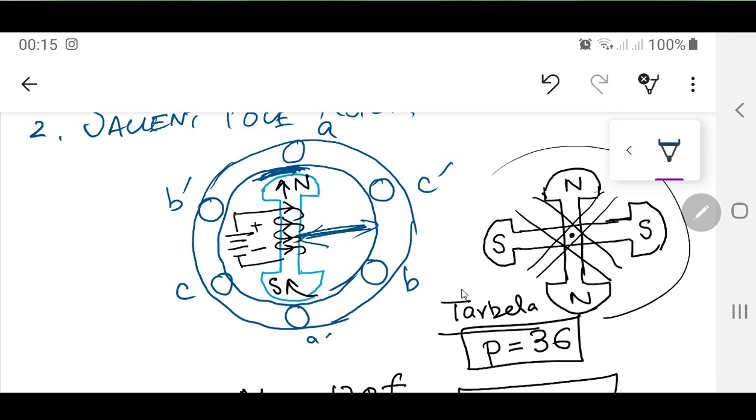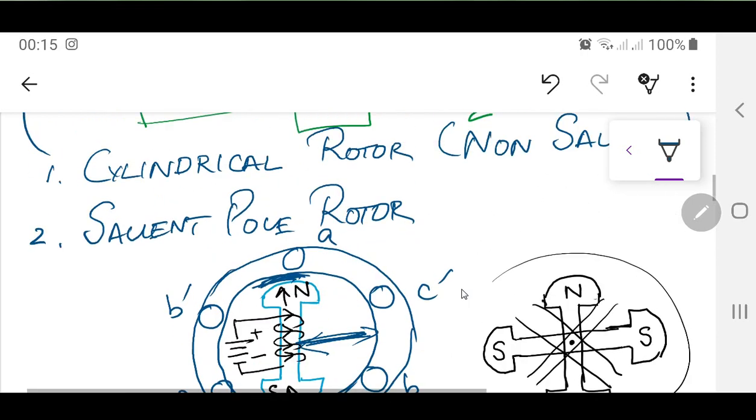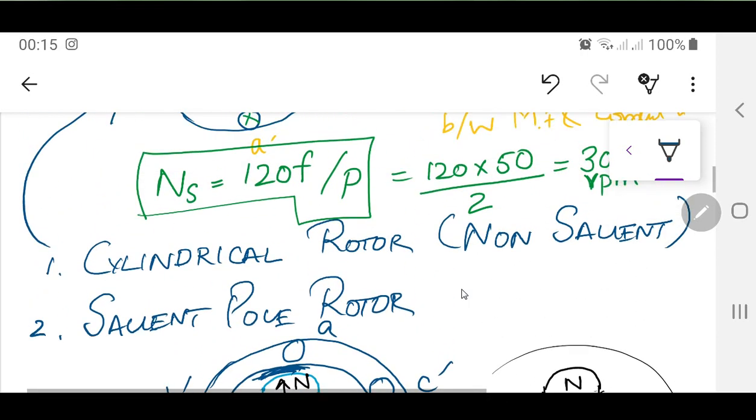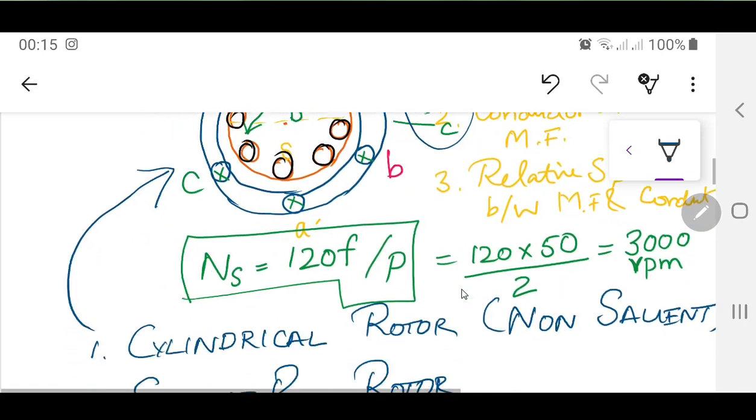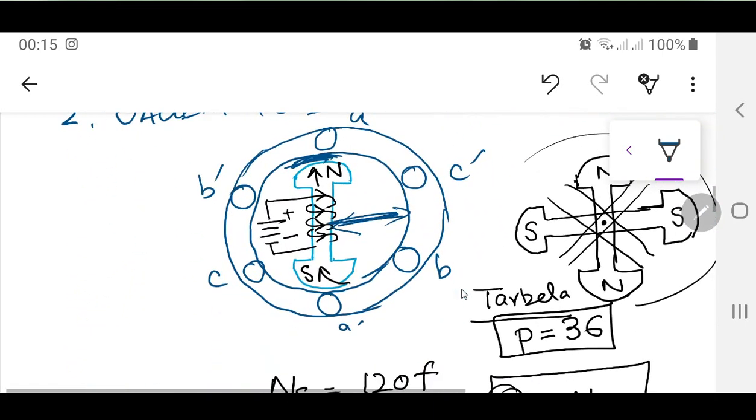But here in your book they are assuming that all the generators in their discussion are cylindrical pole rotors. So practically, only cylindrical pole machines are covered in this book. But if you are interested, you can go towards the salient pole machine as well.